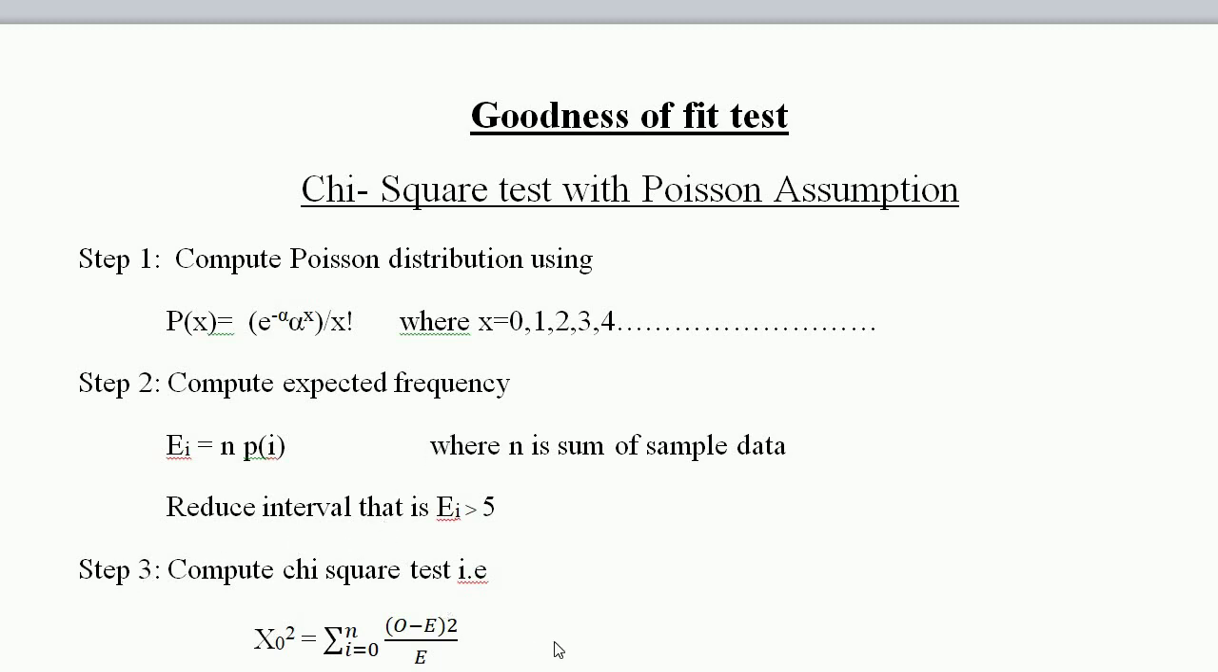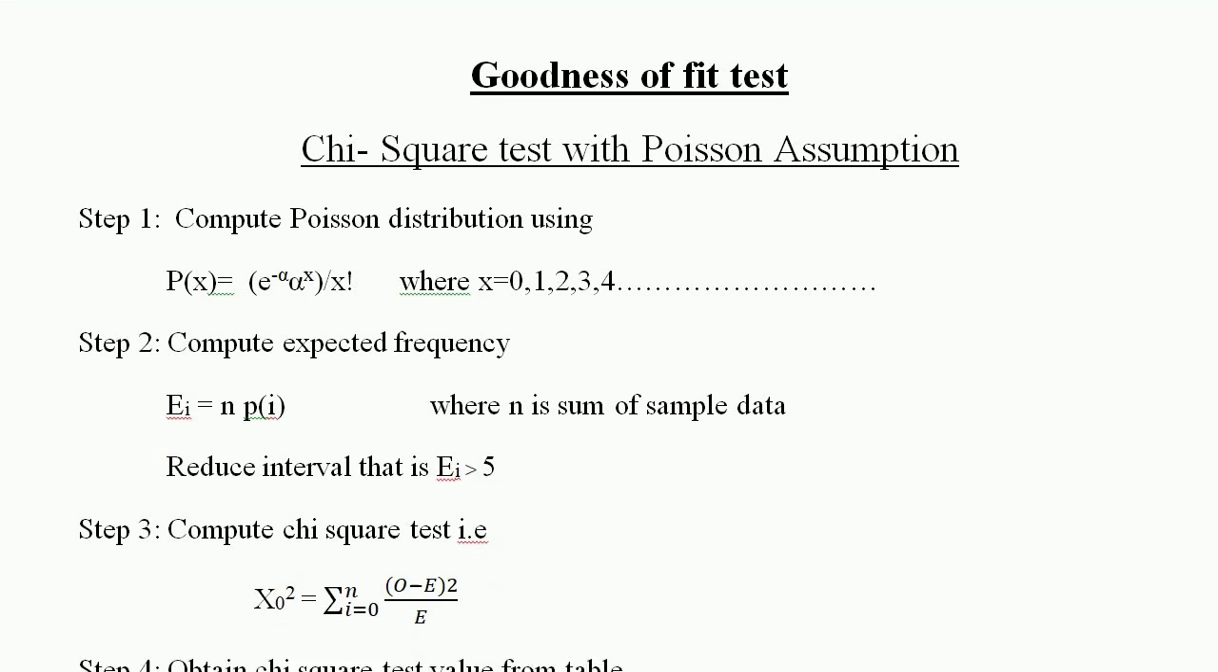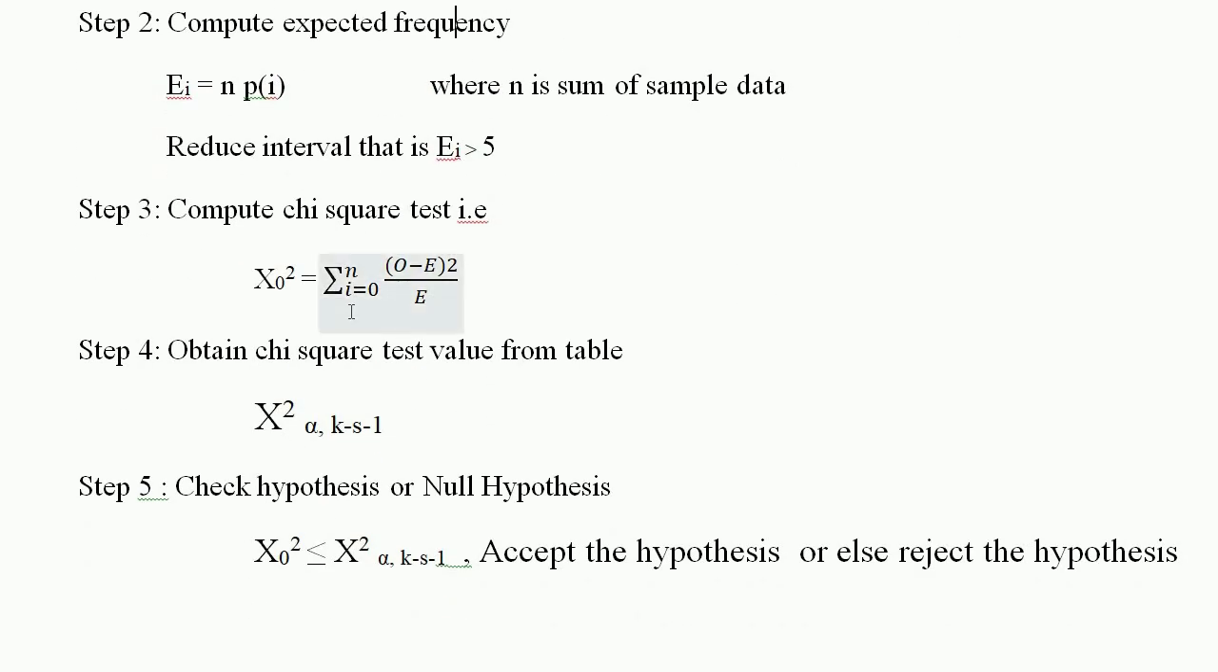In step 3, compute the chi-square test statistic. We have a formula for that: chi-naught square is equal to the summation of i equal to 0 to n of O_i minus E_i, that is, observed frequency minus expected frequency, whole square, divided by the expected frequency. That is, (O_i minus E_i) whole square divided by E_i.